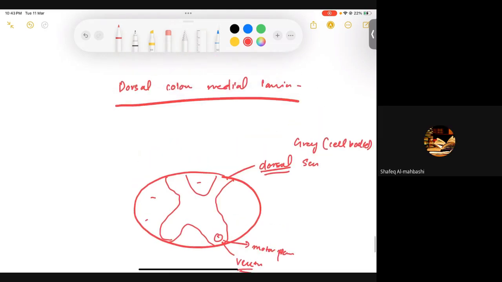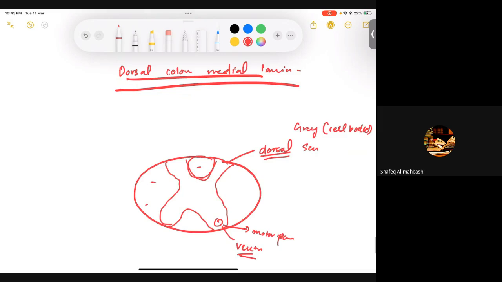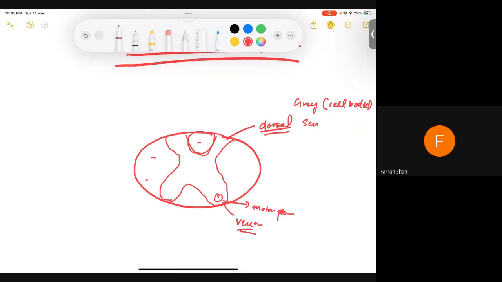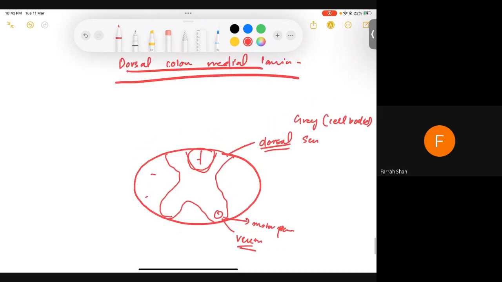So, the dorsal column, medial lemniscus. We discussed that this column is purely sensory in nature. You have ascending tracts here, and that tract is known as the dorsal column, medial lemniscal tract. In the dorsal column, we discussed that modern sensations move. Which modern sensations? Proprioception, two-point discrimination, vibration, and fine touch.